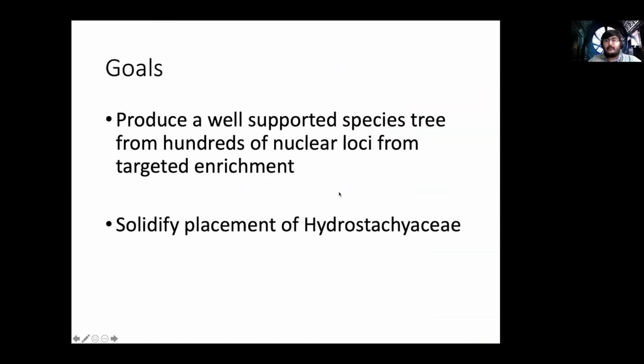So my goals for this project were to produce a well-supported species tree using target enrichment to capture hundreds of nuclear loci in order to help solidify the placement of Hydrostachyaceae.